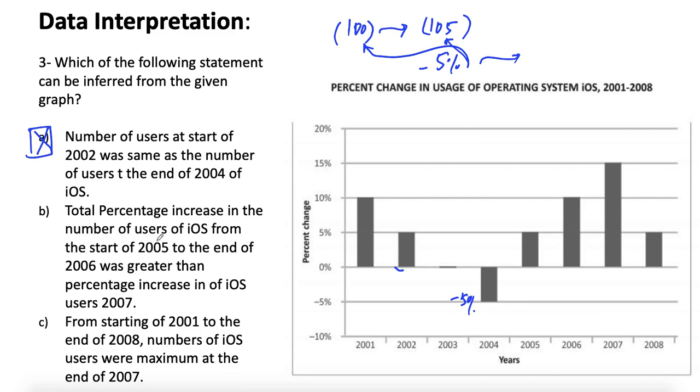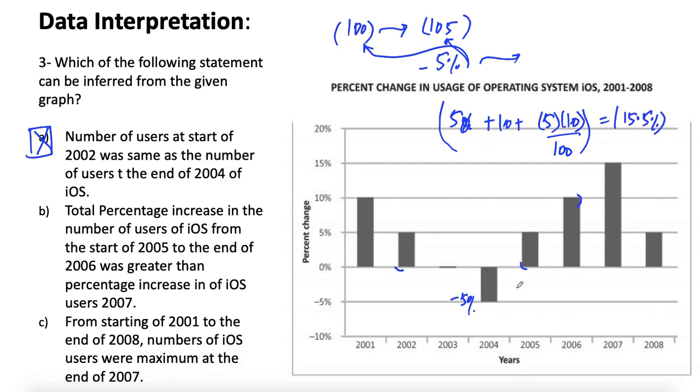Total percentage increase in the number of users of iOS from the start of 2005 to the end of 2006. Okay, start of 2005 to the end of 2006. So this is 5% and 10%. Simply use the formula 5 plus 10 plus 5 times 10 divided by 100. So this will be equal to 15 plus 0.5, which is 15.5%.